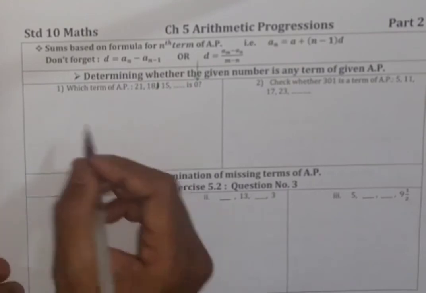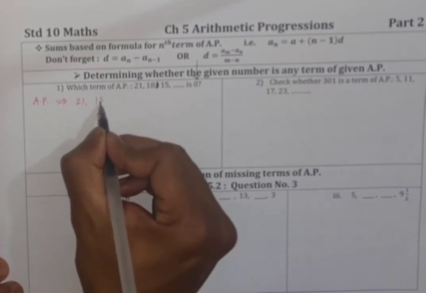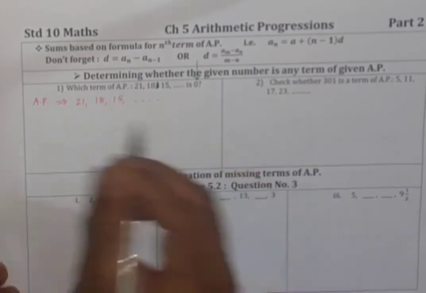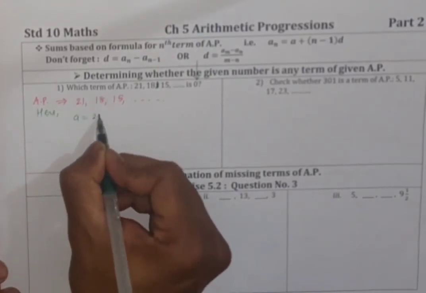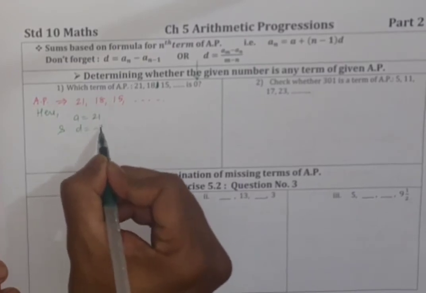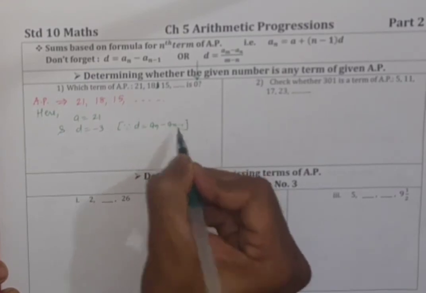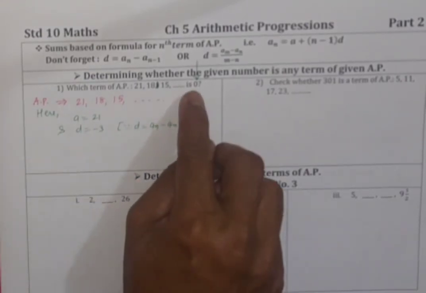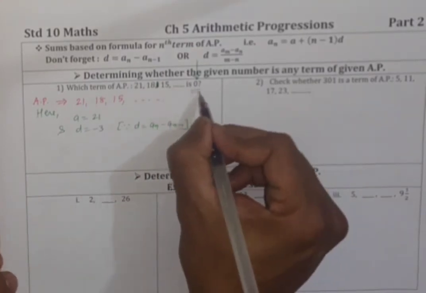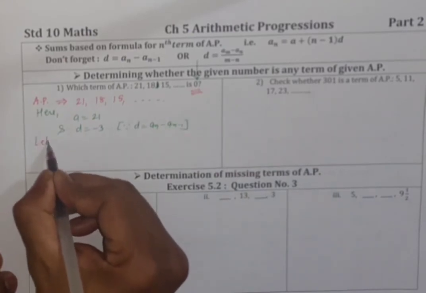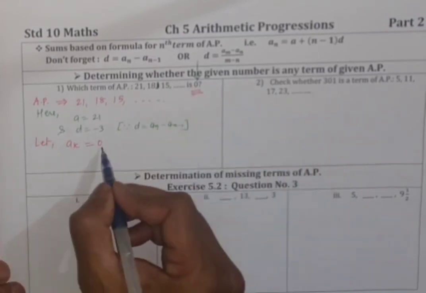Children, same thing. AP is given, so I'll write AP. 21 is the first term, 18, 15 and then dot dot dot. All right. We will put the rubber stamp. Here A is equal to 21 and D is equal to minus 3 because D is equal to AN minus AN minus 1. Okay. Is 0 any term? We don't know. Okay. Or which term? We will say kth term. Let AK be equal to 0. That kth term is 0.